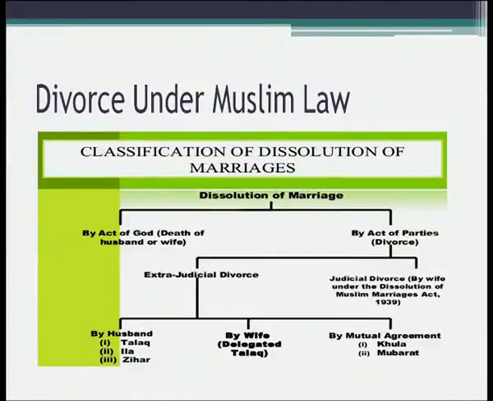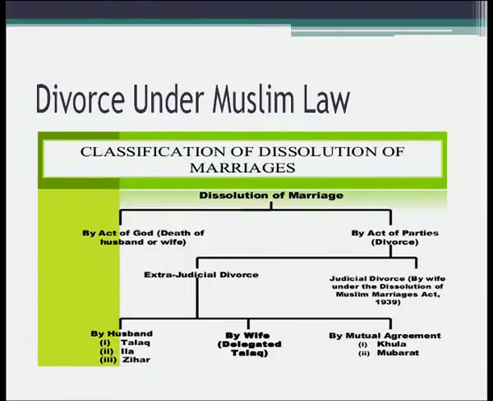So, friends, marriage can be dissolved under Muslim law either by the act of God, that is by the death of any of the parties to the marriage, or by the act of the parties, which is called divorce. A divorce under Muslim law can be either an extrajudicial divorce or a judicial divorce. Extrajudicial divorce can further be classified into three categories: extrajudicial divorce by the husband, extrajudicial divorce by the wife, and extrajudicial divorce by mutual agreement of husband and wife both. So, friends, first we will see divorce by the husband.